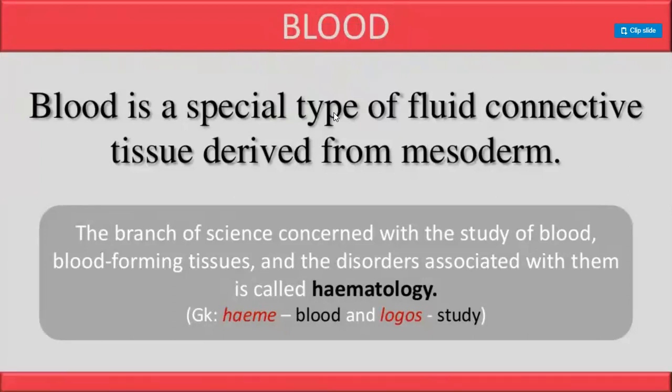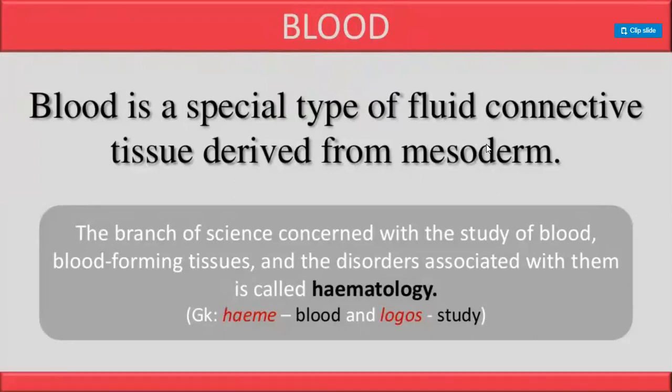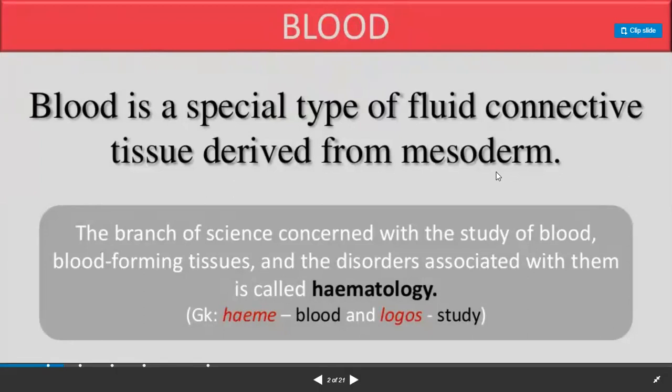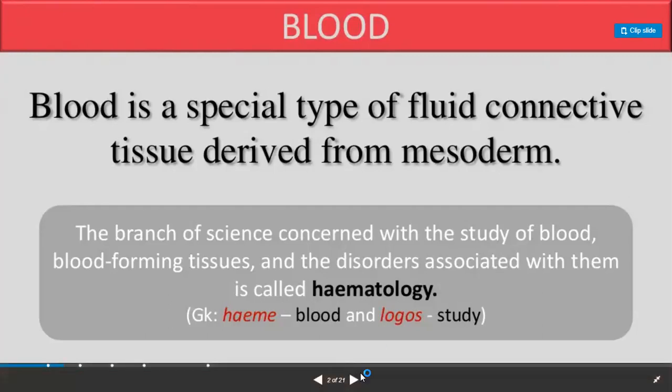Blood is a special type of fluid connective tissue derived from mesoderm. Maybe you'll do embryology later. So mesoderm is an embryonic tissue from which many other cells, organs and tissues develop. So blood comes from the mesoderm. Now the branch of science concerned with the study of blood-forming tissues and the disorders associated with them is called hematology. When you get to maybe fifth course or fourth course in medical school, you will do hematology. So hematology is simply the study of blood and the tissues and the disorders that are related to blood. So hem means blood and logos means study.